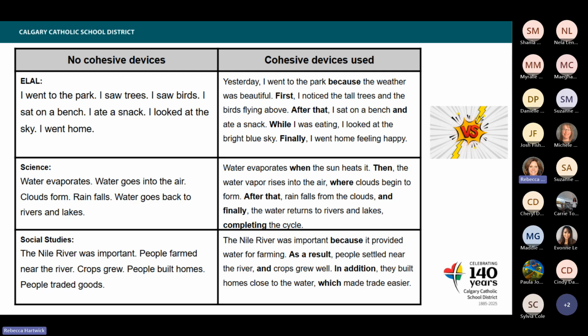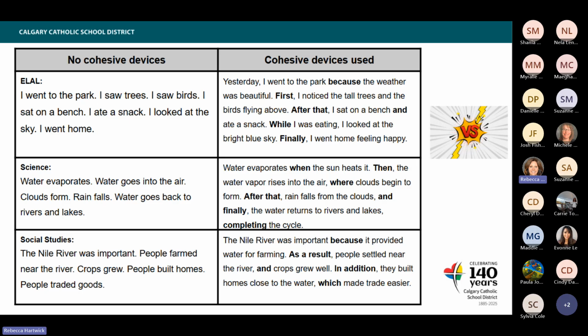So such a good contrast there between on the left, it's very fragmented and just like single ideas separated by periods, not a lot of cohesion in the writing. Whereas on the right, you can see there, it paints such a better picture of what is happening in that story that was written. So we'll now look at the science example.